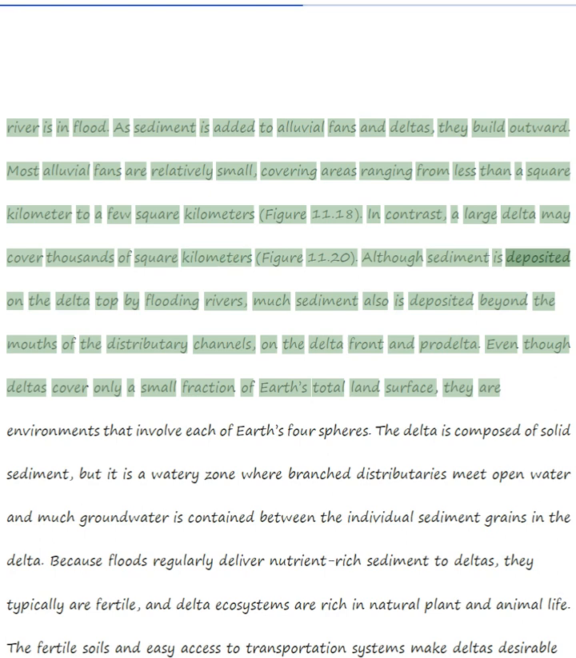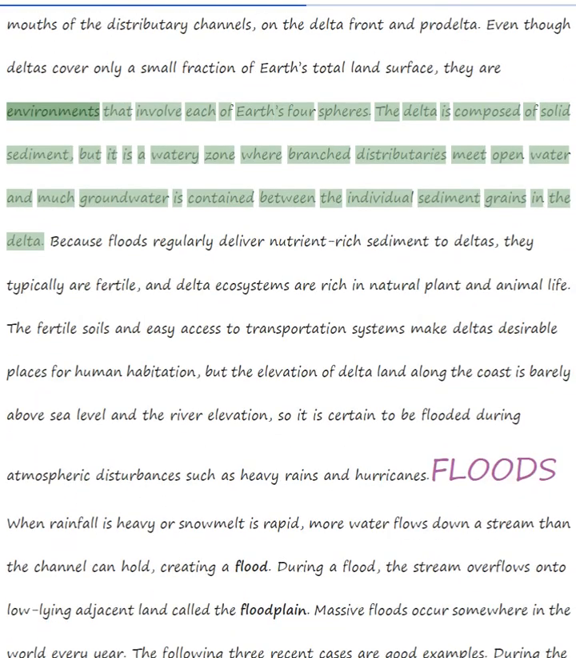Although sediment is deposited on the delta top by flooding rivers, much sediment also is deposited beyond the mouths of the distributary channels, on the delta front and prodelta. Even though deltas cover only a small fraction of Earth's total land surface, they are environments that involve each of Earth's 4 spheres. The delta is composed of solid sediment, but it is a watery zone where branch distributaries meet open water and much groundwater is contained between the individual sediment grains in the delta.